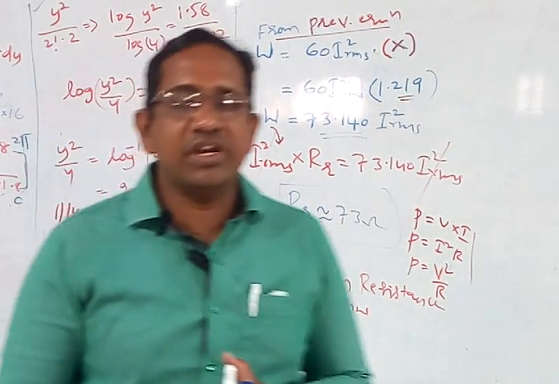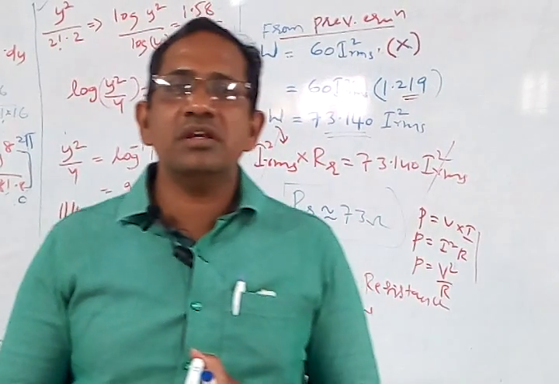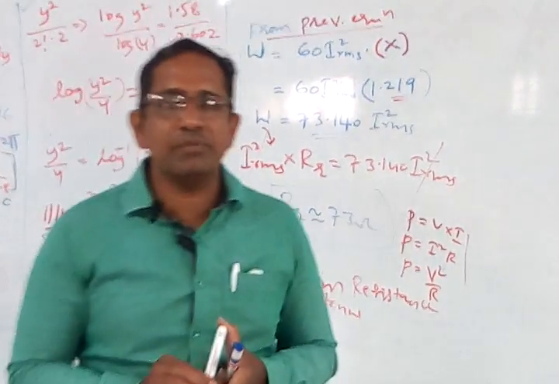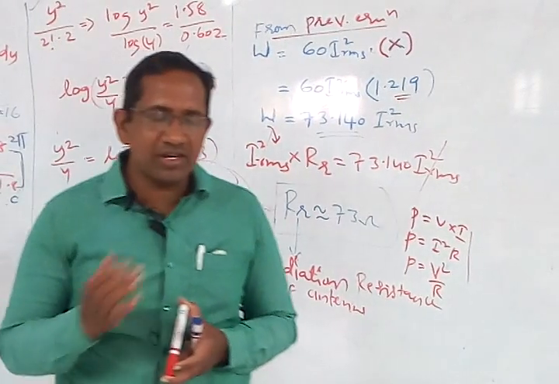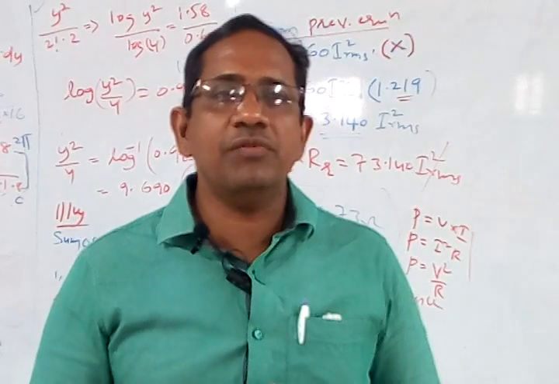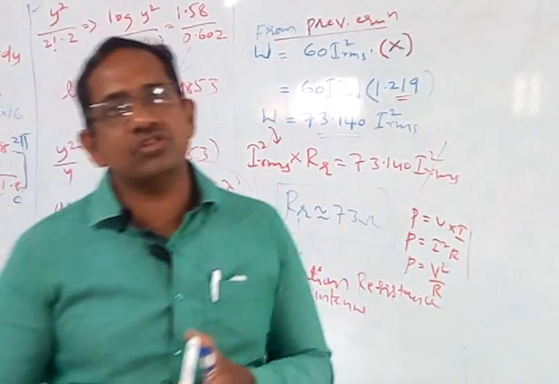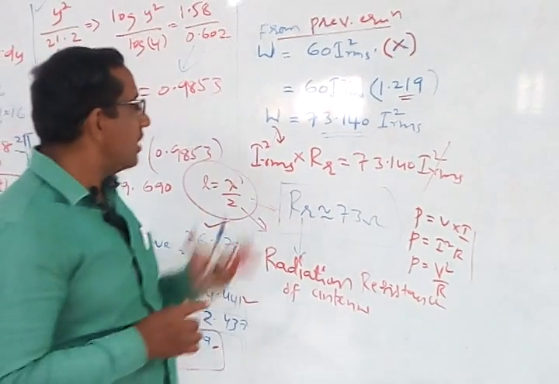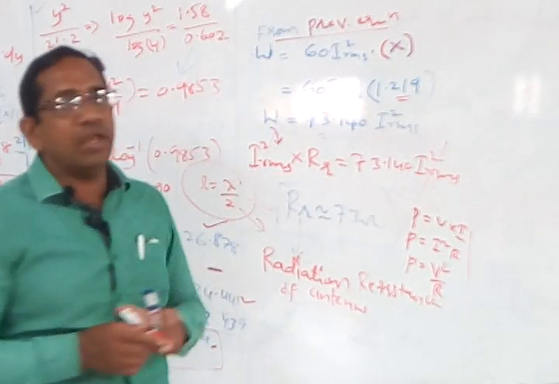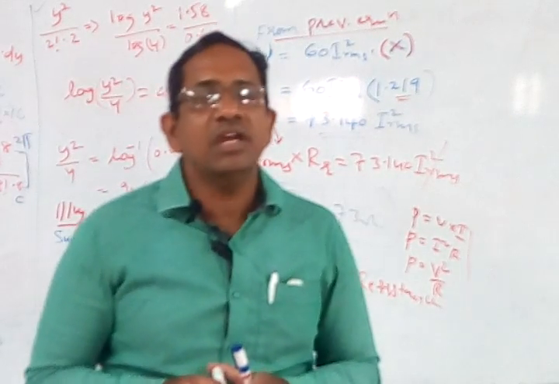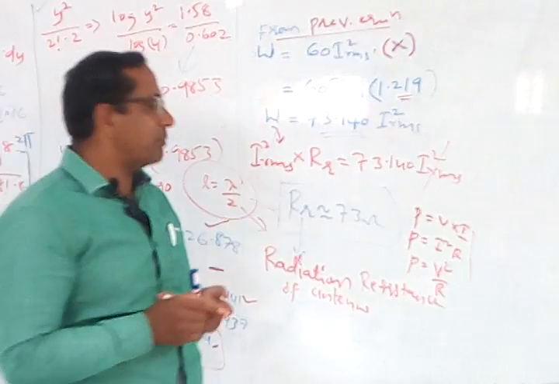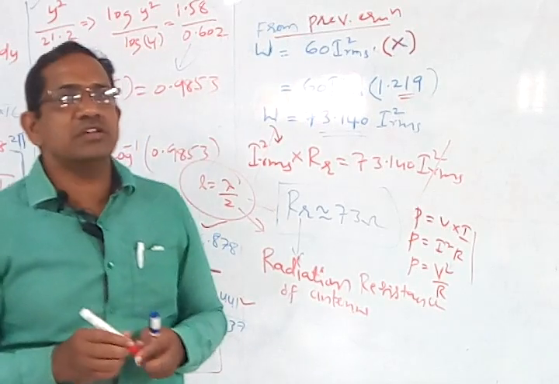So the radiation resistance is an imaginary parameter, it is not a physical parameter, but the effect of radiation resistance is going to be there on the radiation of a signal or radiation of a wave for a transmitting antenna. Therefore this radiation resistance is normally going to play a vital role as far as efficiency of an antenna is concerned. So the efficiency of an antenna definitely depends on the radiation resistance.